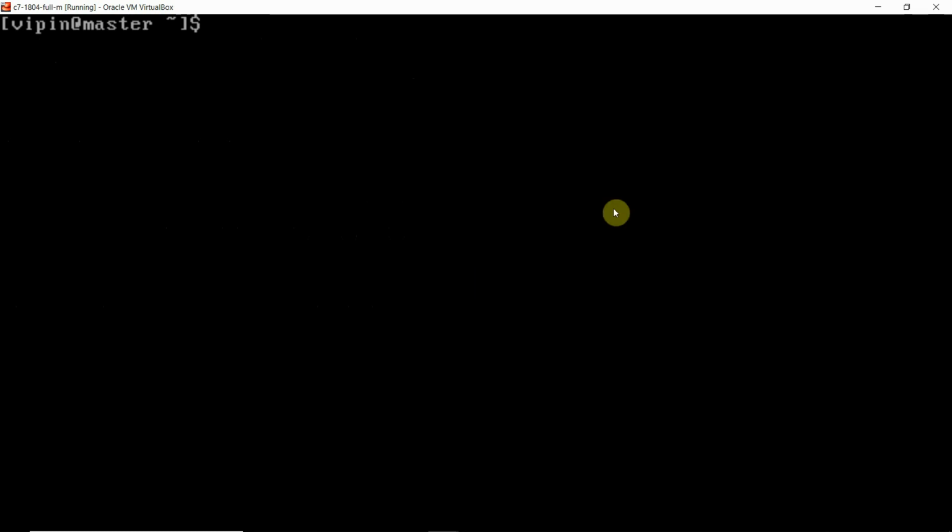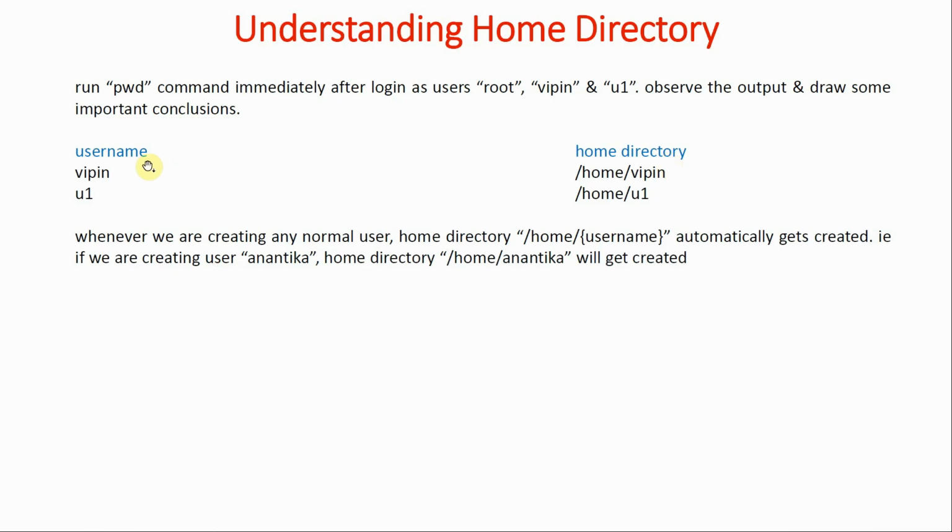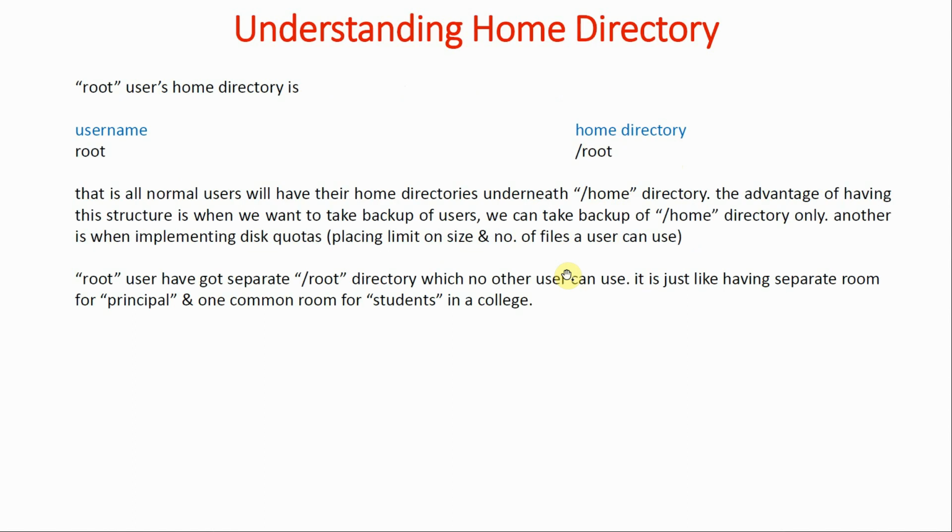To summarize again, the VPN user will have the directory /home/VPN, and the U1 user will have /home/U1. When we create any normal user, the home directory will be /home plus the name of the user. That means if we create the user Anantika, the home directory /home/Anantika will get created. In the case of root, the home directory will be /root. All normal users will have their home directory underneath /home.